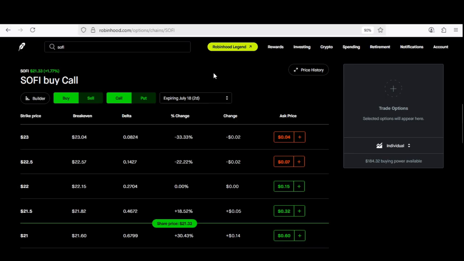What the option chain does is that it gives us enough information in order for us to go ahead and make an informed decision before entering any options contract.